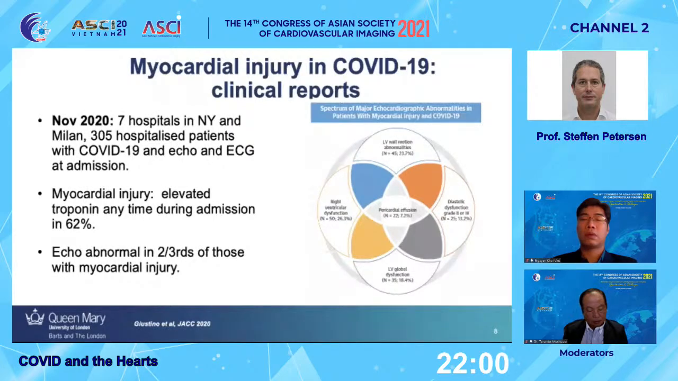Myocardial injury occurred in 62% of patients. Of these patients, the echocardiogram was abnormal in 2/3. The spectrum and frequency of echo abnormalities is shown on the right, including pericardial effusion, left ventricular wall motion abnormalities, LV dysfunction, RV dysfunction, and diastolic dysfunction.